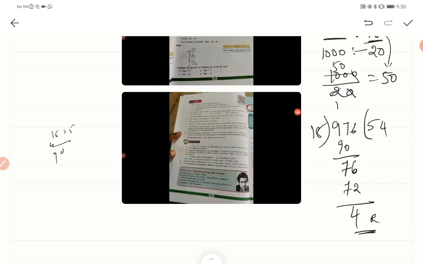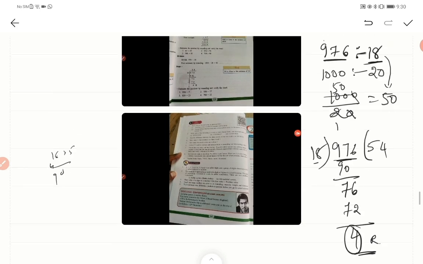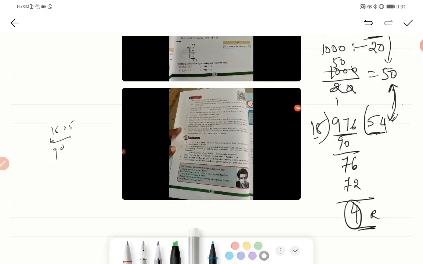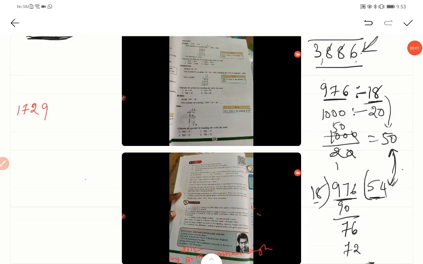Okay, so when you divide 976 with 18, you have remainder 4, and the quotient is 54. This is almost near to 50, isn't it? It is very close. Okay, we have estimated very closely, isn't it? So this is how you go for rounding off the values. And you can save your time by approximations. Okay, that is estimation, and it becomes very easy for all the calculations, basic operations.